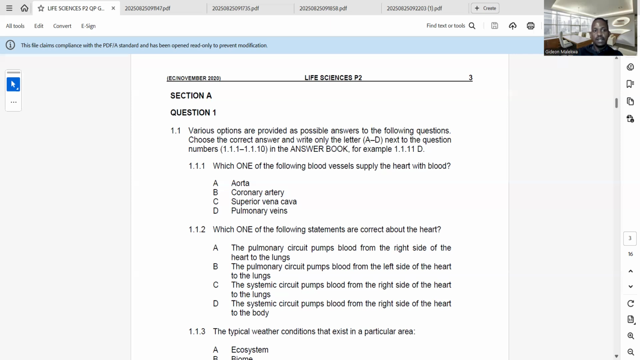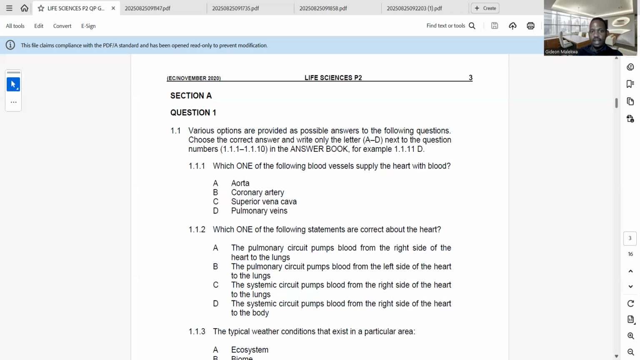A lot of kids might fall in the trap of just writing the answer. So let's say, for example, they see the answer is aorta, get excited, and then they write 1.1.1 aorta. That's mistake number one, guys. You will lose marks. Remember, the instruction is asking us to write the correct letter next to the question that we are trying to answer. So 1.1.1, which one of the following blood vessels supply the heart with blood? That would be the coronary artery.